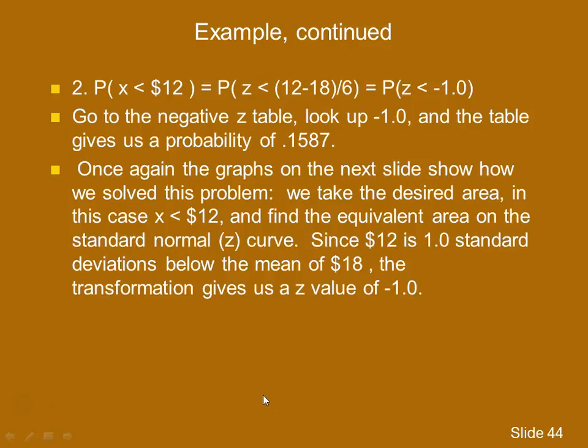Go to your negative z-table, look up negative 1, and the table gives you a probability of 0.1587. And that is the area that we want, since we wanted everything less than it, and that's what the cumulative table gives us. That is the correct answer.